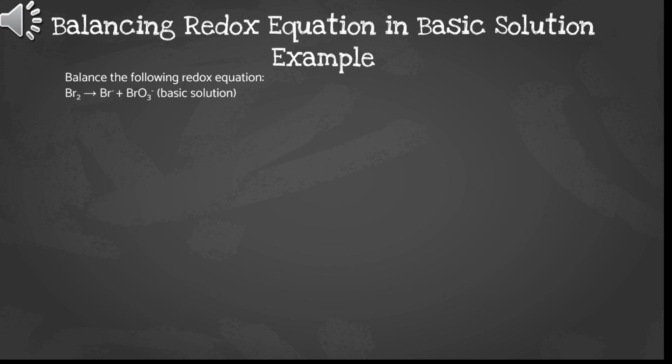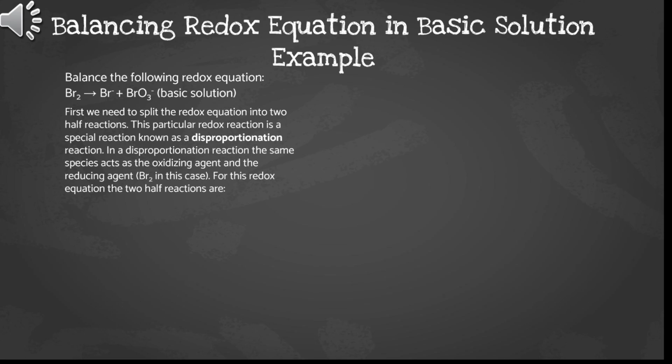First, we need to split the redox equation into two half reactions. This particular redox reaction is a special reaction known as a disproportionation reaction. In a disproportionation reaction, the same species acts as the oxidizing agent and the reducing agent, Br2 in this case. For this redox equation, the two half reactions are Br2 forms Br- and Br2 forms BrO3-. We need to balance both of these half reactions.